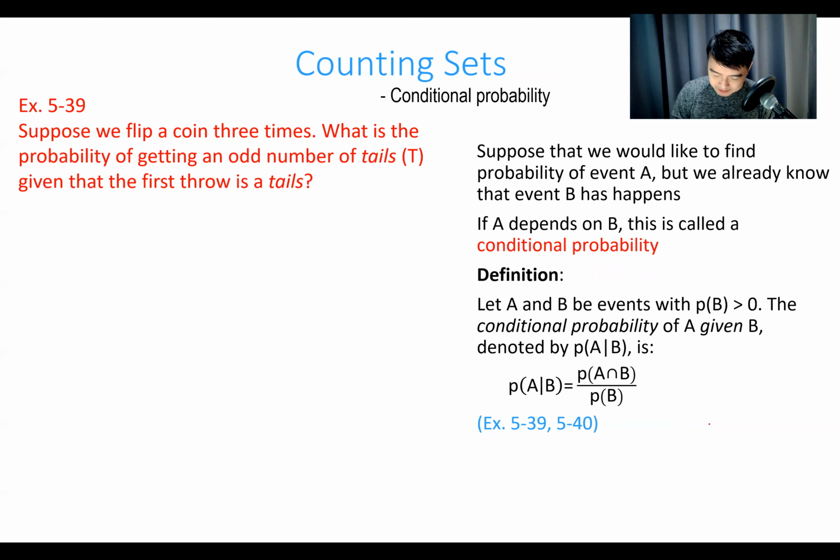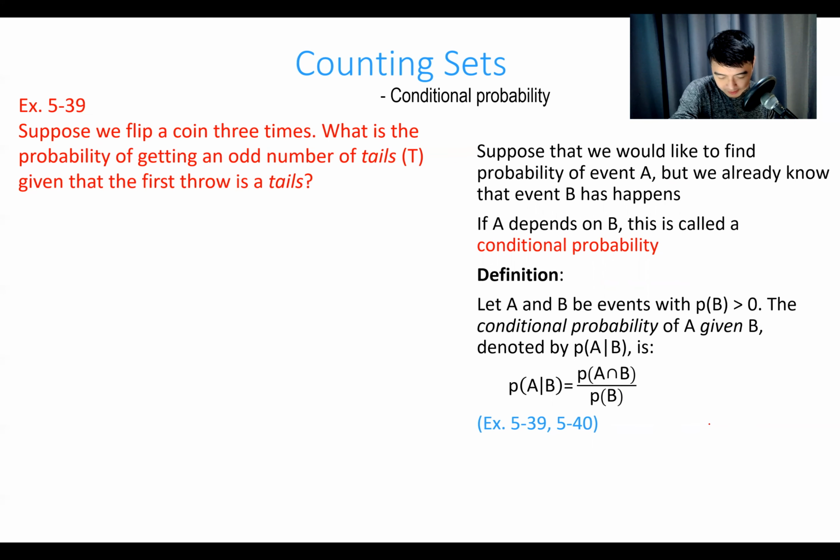Let A and B be events with the probability of B greater than zero. The conditional probability of A given B, okay, so the probability that event A happens given that B has happened, is denoted by A and then a straight line B. So this is the conditional probability. It is equal to the probability of A and B divided by the probability of just B happening. All right, so we'll put this equation into practice in a second, but let's take a look at an example.